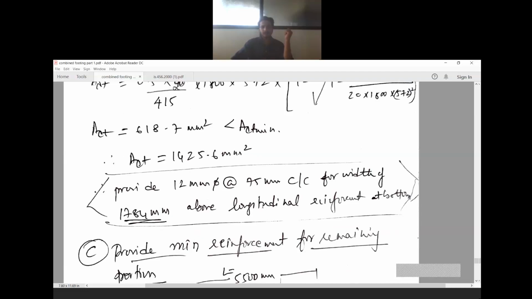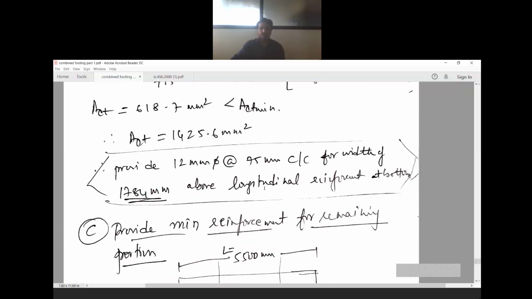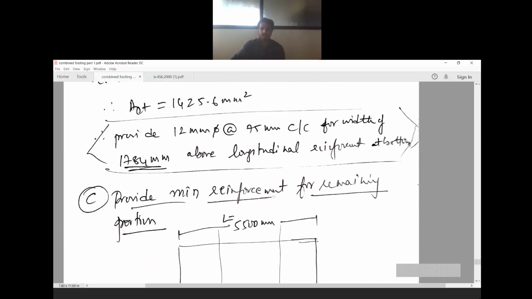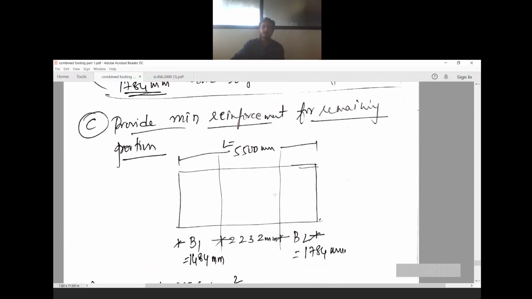So provide 12 mm dia at 75 mm center for a width of 1784 mm above the longitudinal reinforcement at the bottom. Same reinforcement problem, because the area of steel is okay. So this is the transverse reinforcement under column B. That is the B2 portion. Now provide minimum reinforcement for the remaining portion.